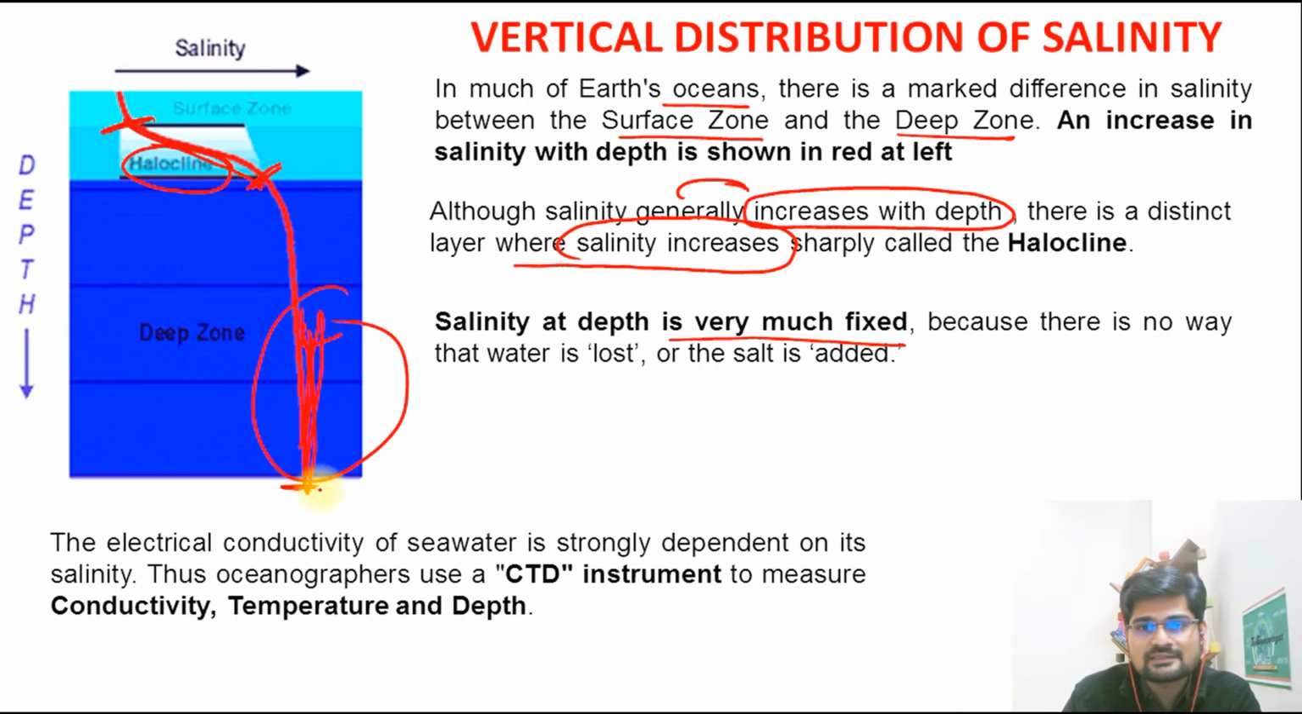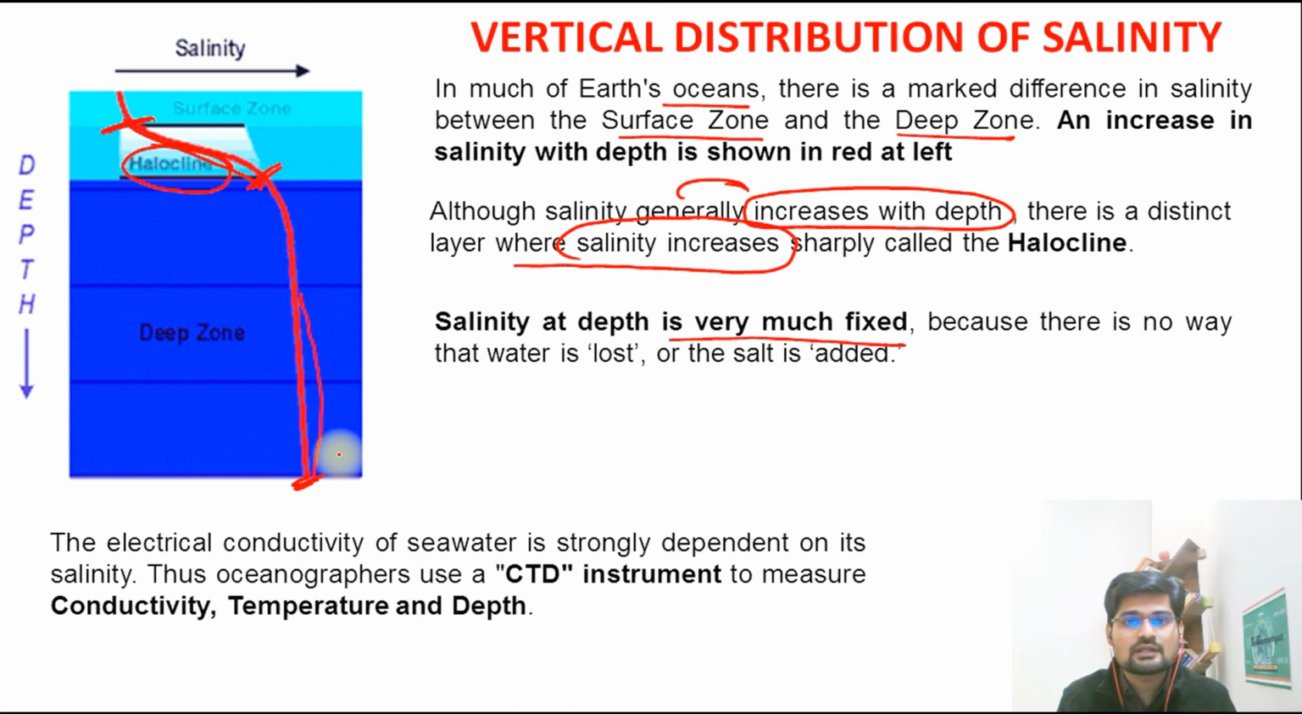At this point it is fixed, right? Because there is no way that water is lost from this area. So not much water is added, not much water is lost, so salinity remains almost fixed, and that is why we see this vertical line here. As we go deep down, the vertical salinity is almost fixed.